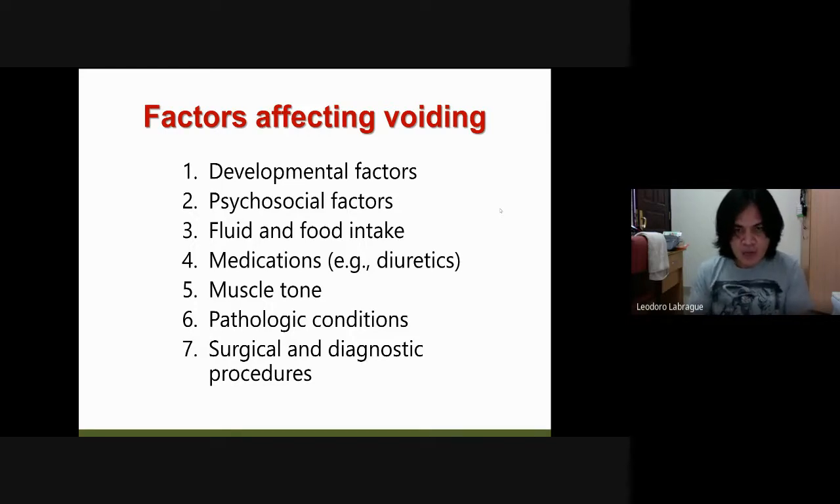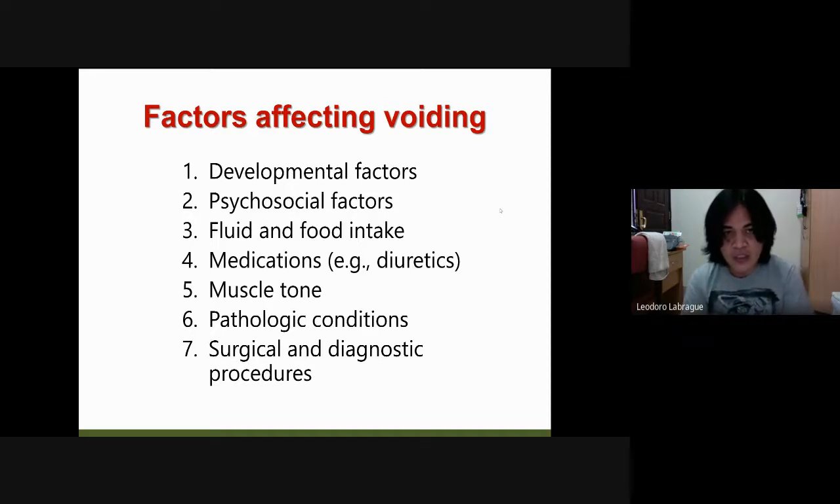Another developmental factor is that when a person gets older, those elderlies, most of them would experience some forms of urinary problems. For example, incontinence, or urinary frequency. Every now and then they want to go to the washroom and pass urine. Or incontinence, they might have no control with their urination at all. And we're going to discuss that.